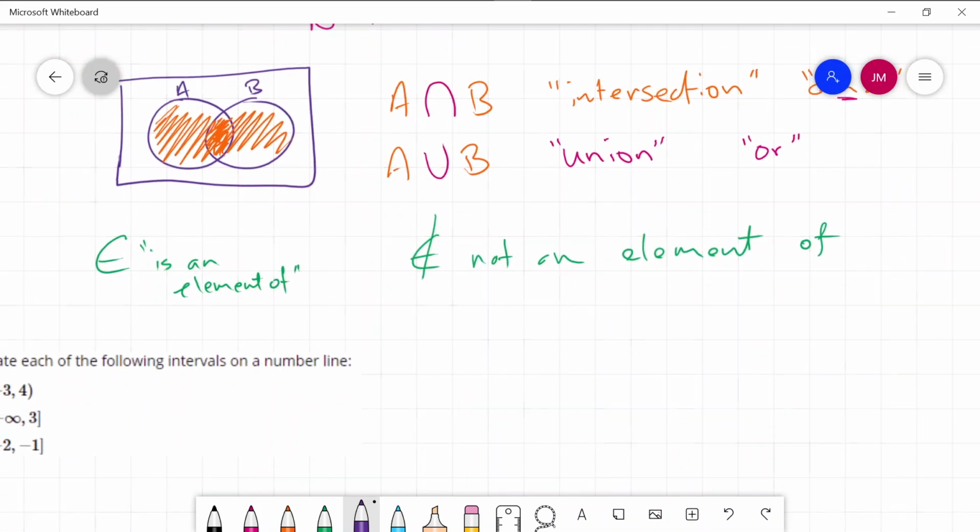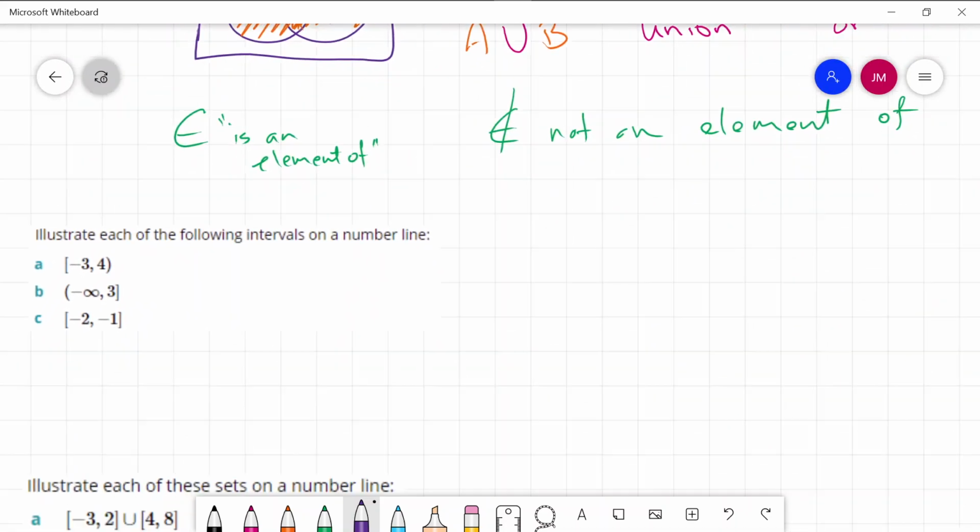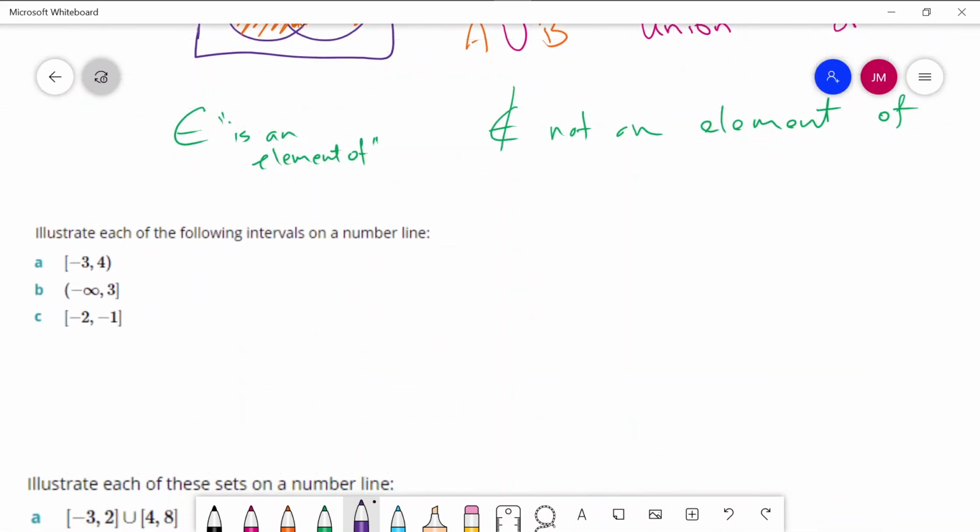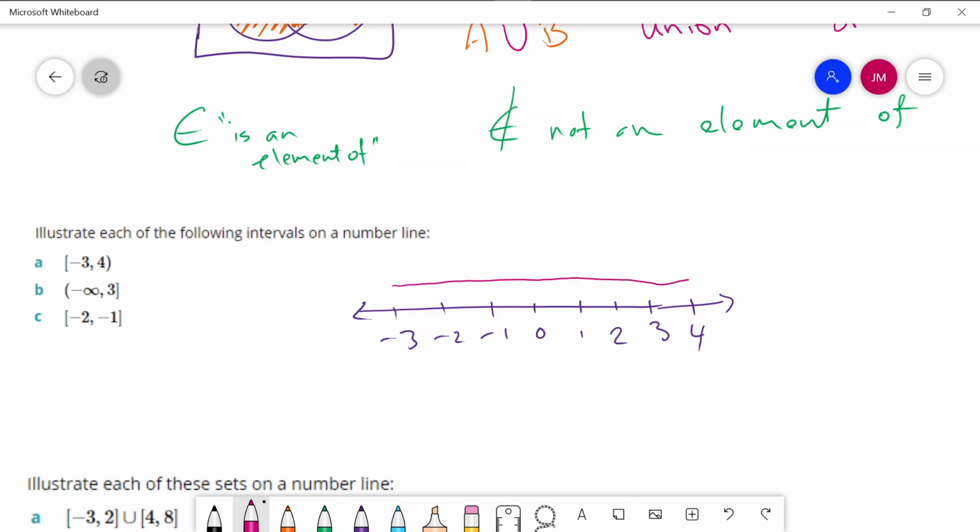So let's look at a couple of practice questions. We've been asked to show the following intervals on a number line. So where we see this square bracket, that means that it does exist. So -3 is an element of that interval there. So on a number line, if I'm showing from -3, -2, -1, all the way up to 4, to show that it's including the numbers, we're talking about from -3 up to 4.